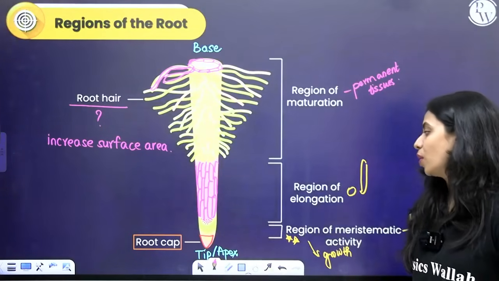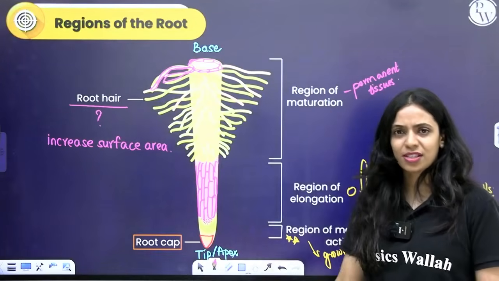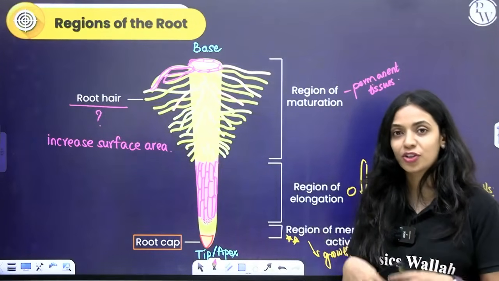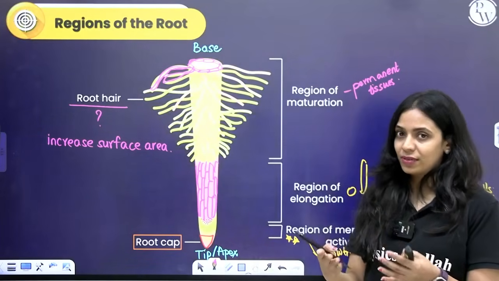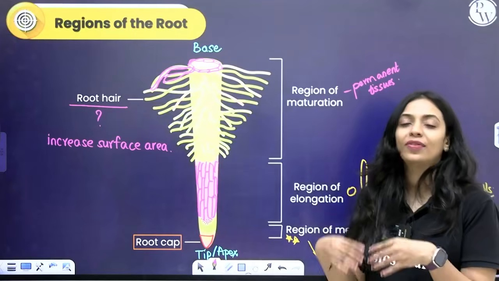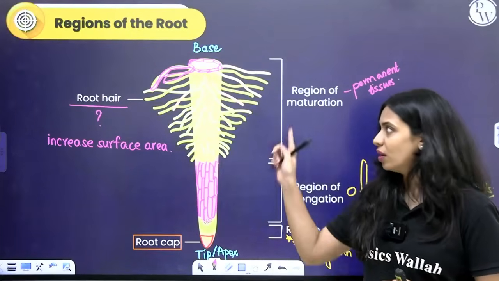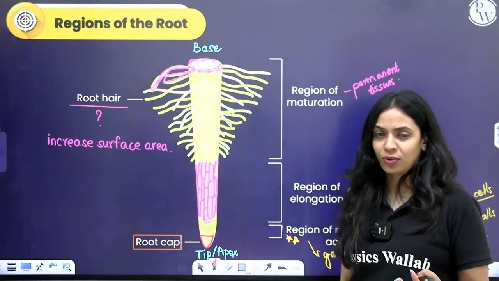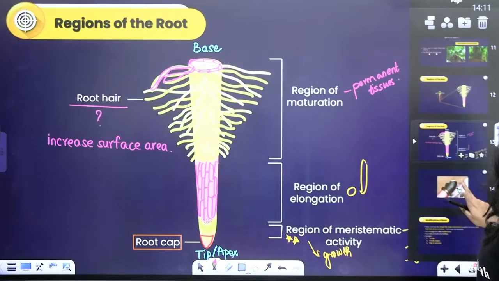You should know in order from the tip to base what the different regions are. If questions are asked from base to tip, then you should know that too. At the tip, you have the root cap. It is protective in function. It is thimble shaped. It is protecting the region of meristematic activity, above which you have the region of elongation. And then you have the region of maturation. Within the region of maturation, you have the region of root hair, where root hairs arise from some superficial cells of the region of maturation. So that's about the different regions of the root.